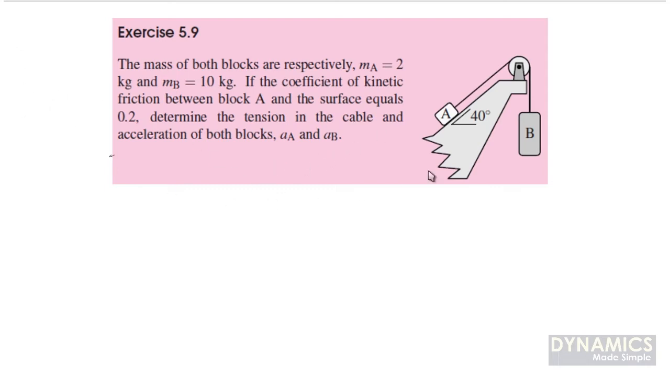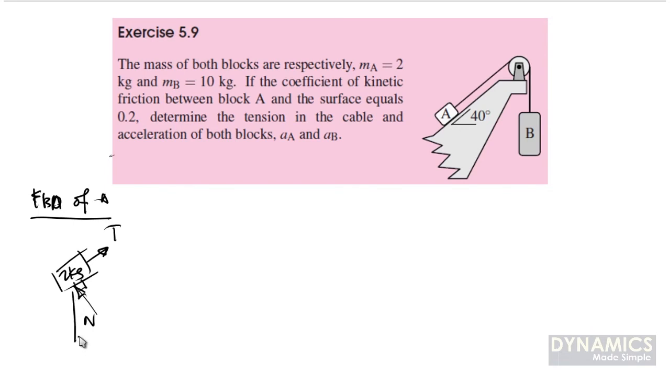Okay, fine. In this case, since we have two masses, that means we will have two free body diagrams and two kinematic diagrams. So let us consider the free body diagram of A first. For A, we will have our MA, which is equal to 2 kg, and we'll have our normal force, always 90 degrees with respect to the surface, and we'll have tension coming from the cable.